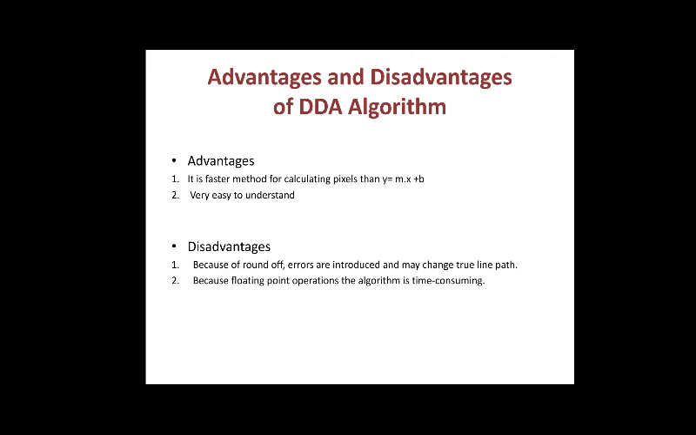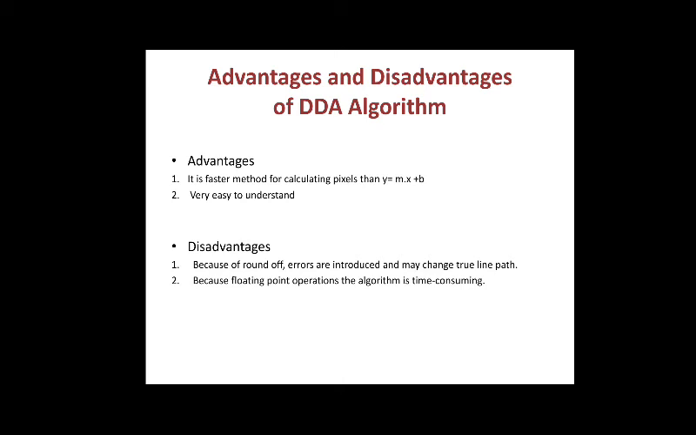Then a disadvantage is that we always have to round off to an integer, right? That floating point number. So it may happen that error is introduced, or it may change the true line path. If we round off that value, the path of the line may get changed due to those values. And the second thing, we have to do floating point operations.